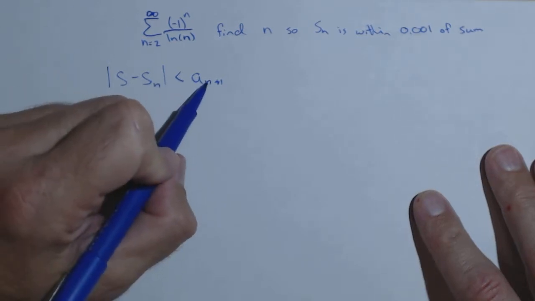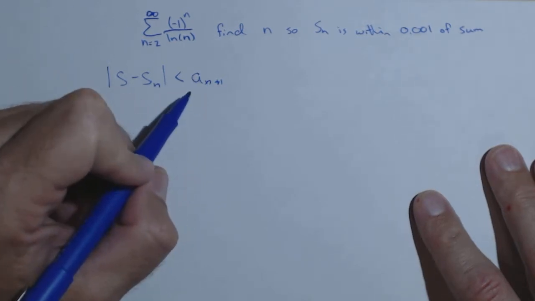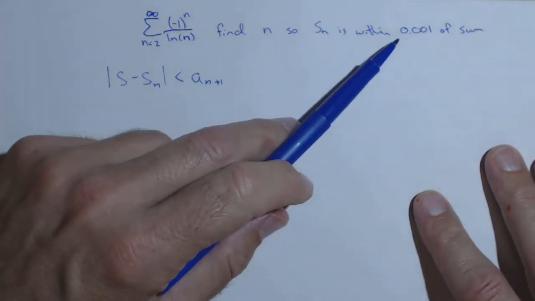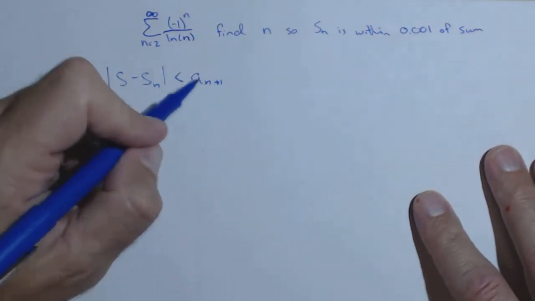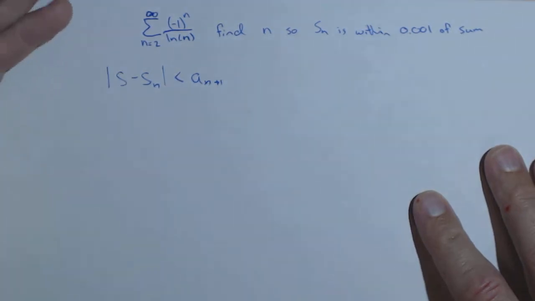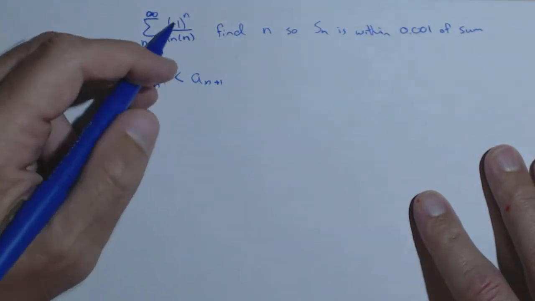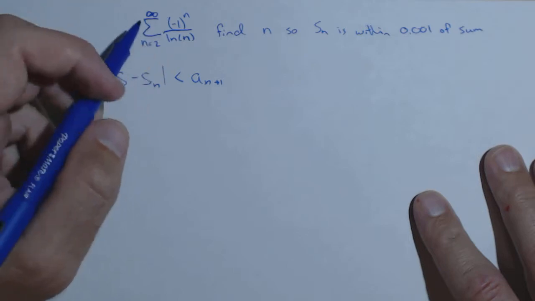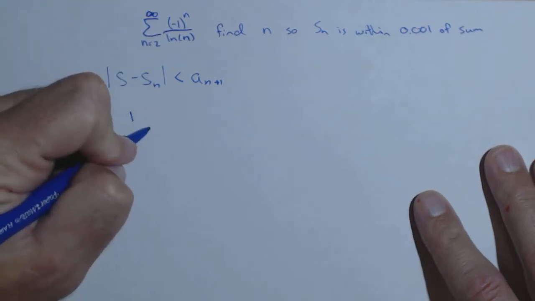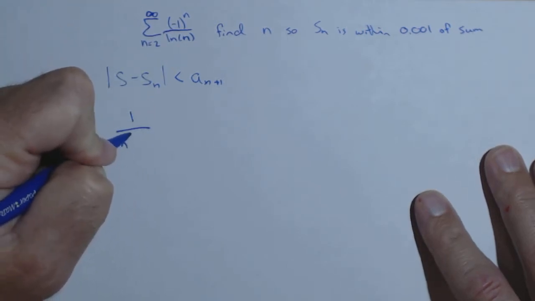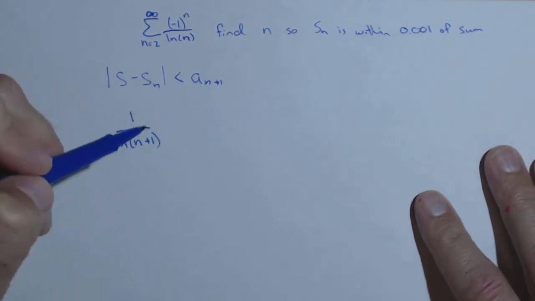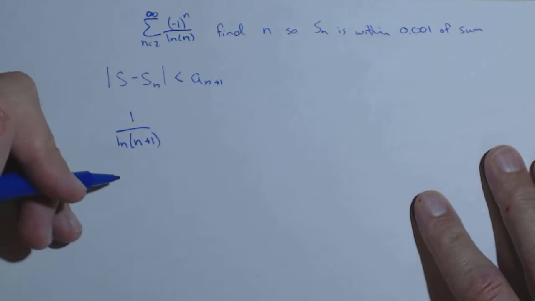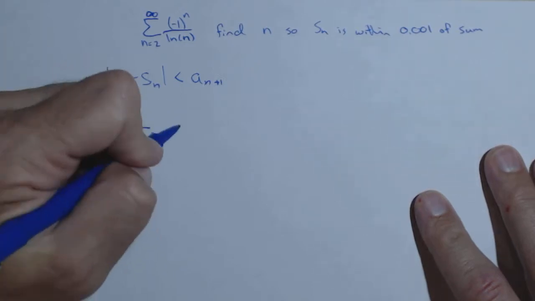So what we need to find is what that first neglected term is. We want that first neglected term to be less than 0.001 because that first neglected term is the upper bound of the error. So we don't have to worry about the alternating series part, but I'm going to rewrite our term as 1 over ln, and I'm going to write it as n plus 1 because I'm looking at the n plus first term because I need to stop 1 before that term.